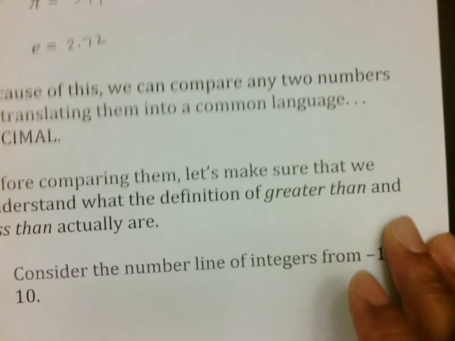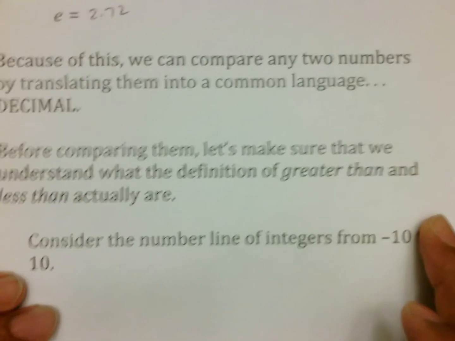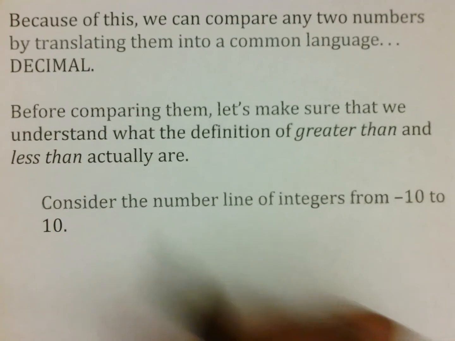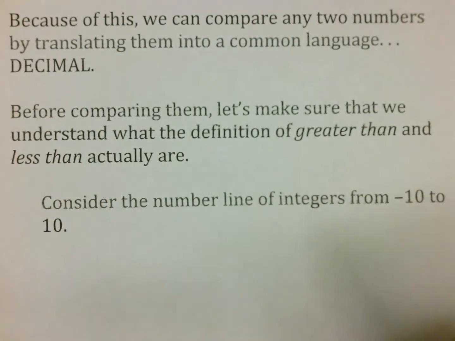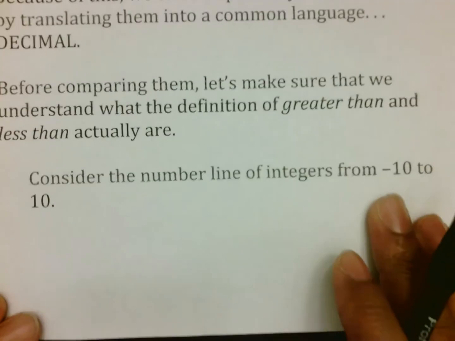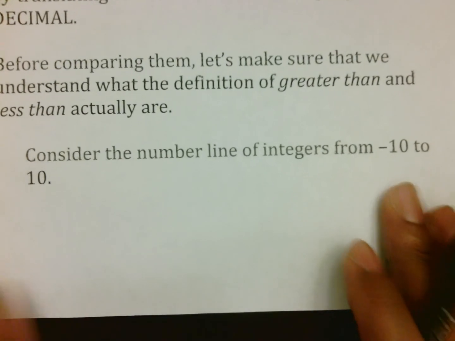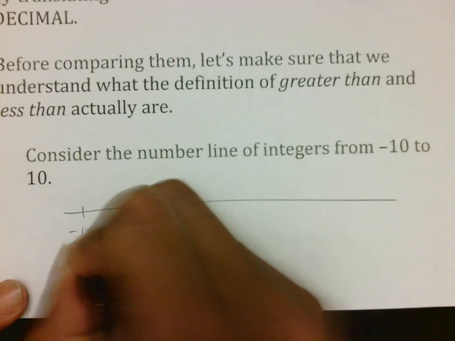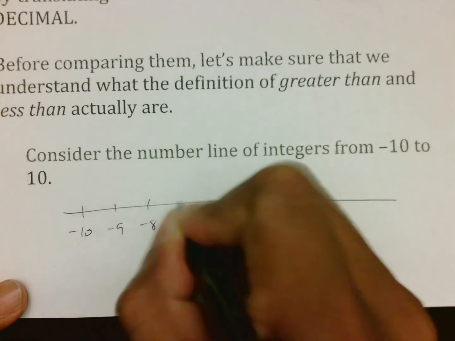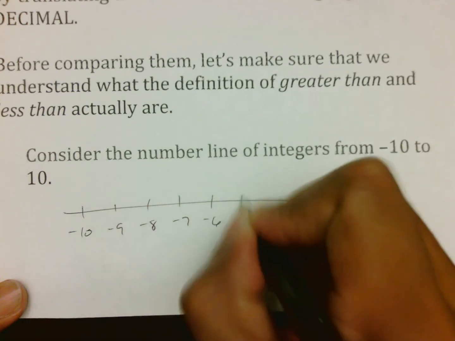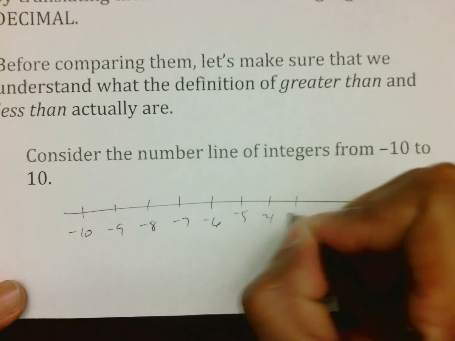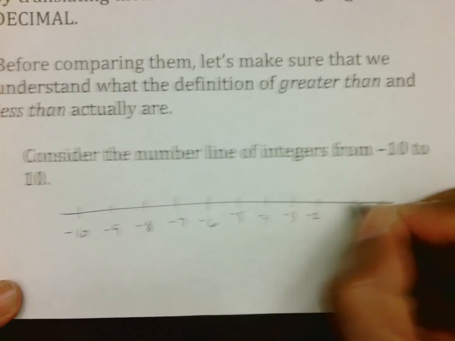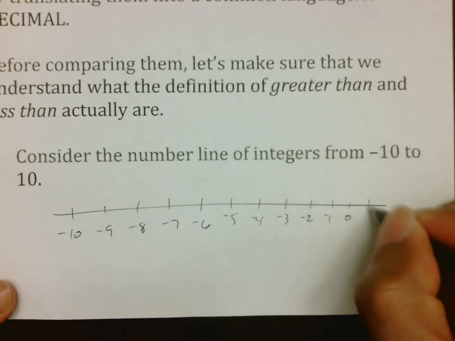Because you can convert everything into a decimal, any two numbers can be compared to make whatever call you need to make in terms of greater than or less than. But before comparing, let's make sure we actually understand what greater than and less than are. If you consider the number line of integers from negative 10 to 10, negative 10 being here, I don't think I'm going to have enough room, but I think you get the point.